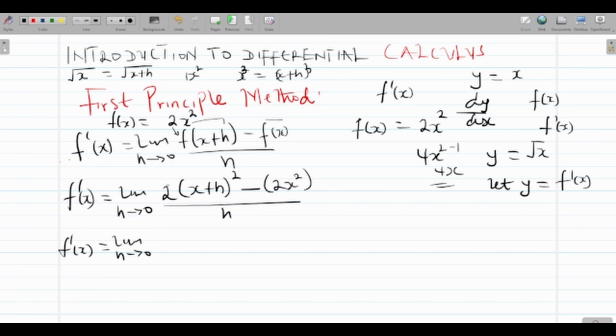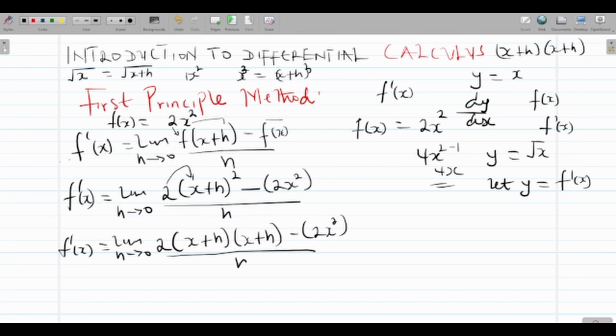Now, before I distribute the 2 across everything in the bracket, I have to expand the bracket first. So here we have a 2. If you have x plus h squared, it means that x plus h is multiplying itself 2 times. So this is going to be x plus h and x plus h. So let's do that. x plus h multiplied by x plus h, minus 2x squared, all over h.